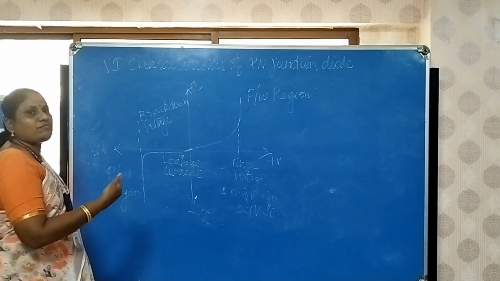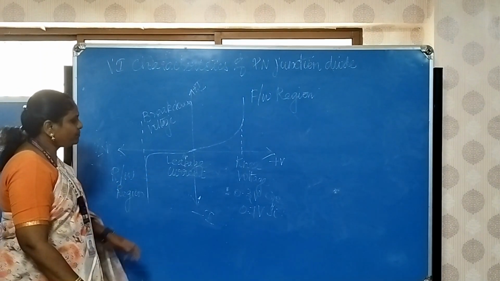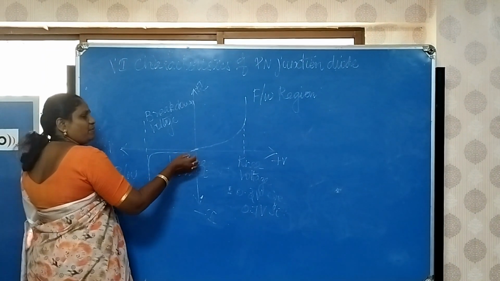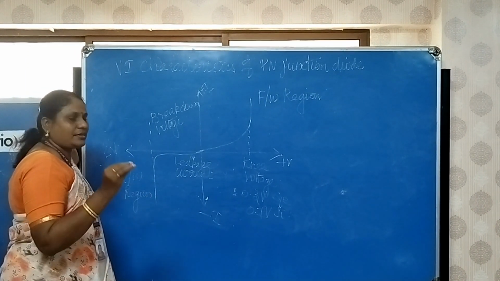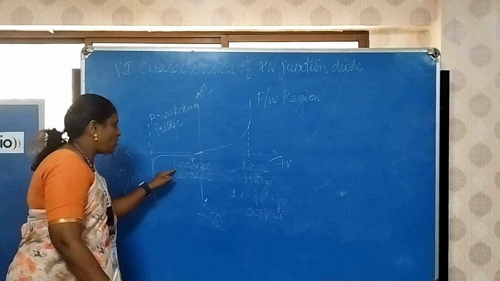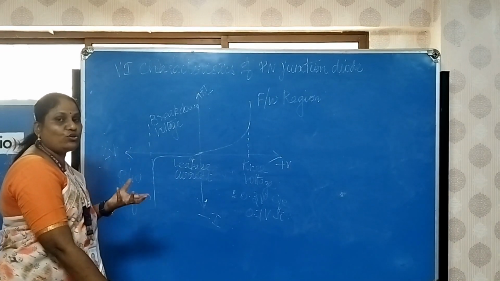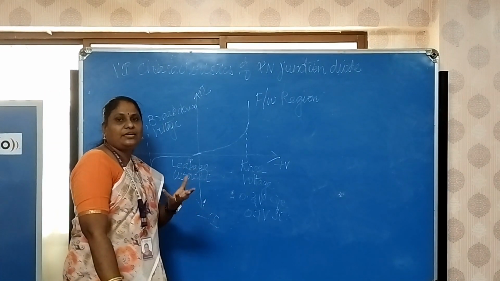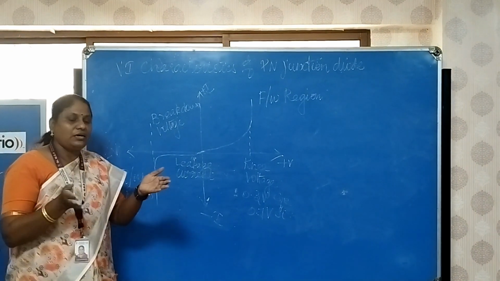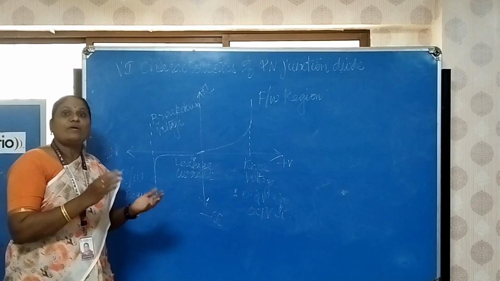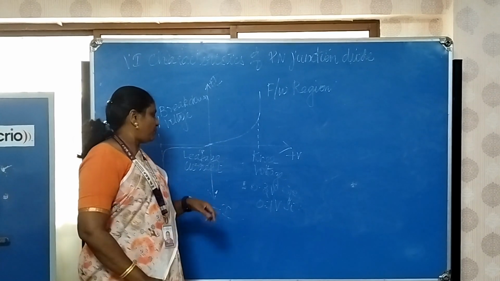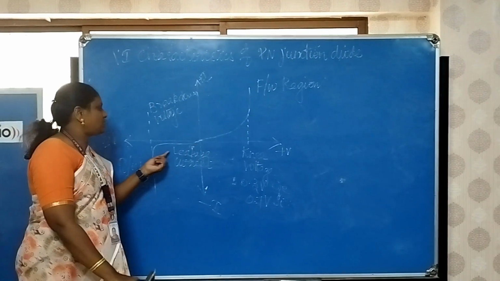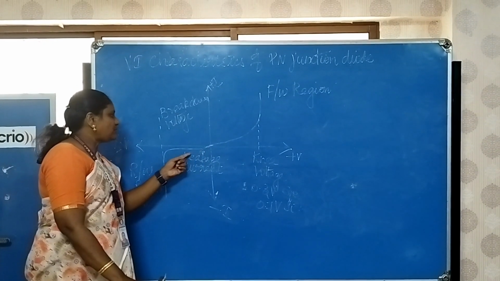When we move on to the reverse bias, there will be a conduction in the reverse bias also. But the reverse current is called the leakage current. Even though there is a depletion layer, we couldn't stop the conduction or movement of electrons or holes from the P region to the N region in the reverse bias condition. Some amount of leakage current will move through this region.